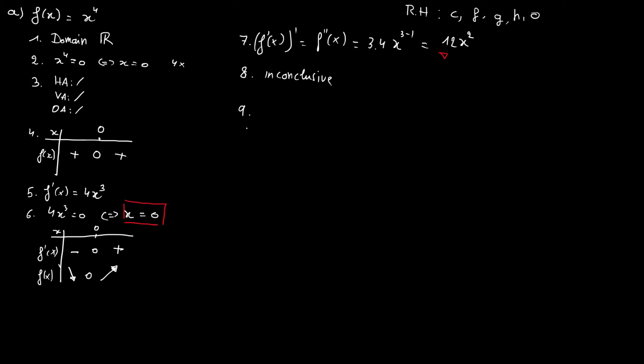Then we go to 9, and there we say, well, we're interested in finding the roots of f double accent, right? The second order derivative. We've already done that. We know that the second order derivative is equal to 0 at x is 0, right? Okay.